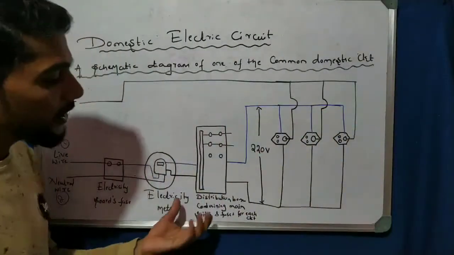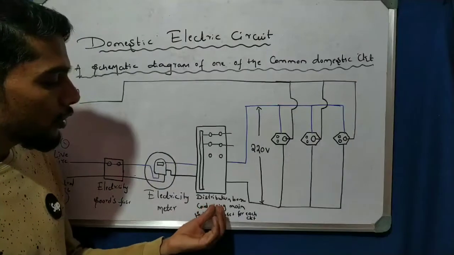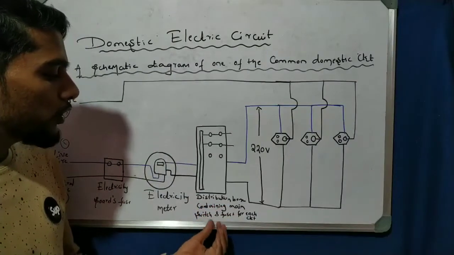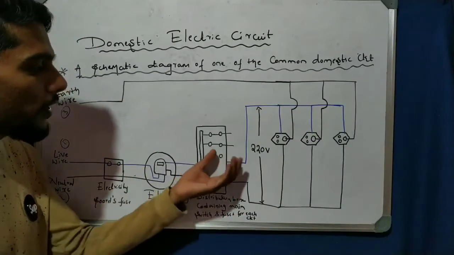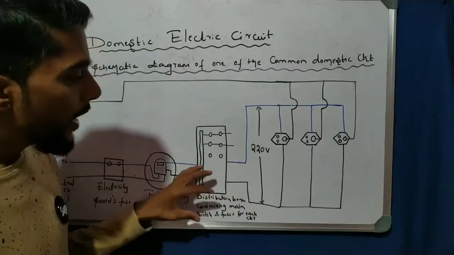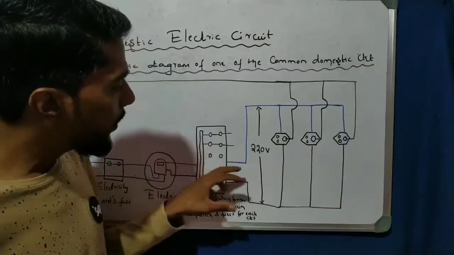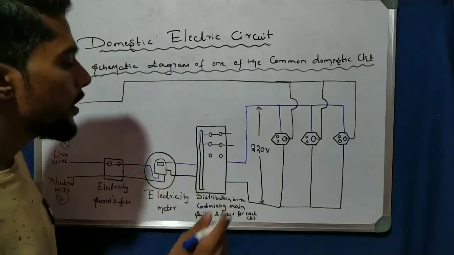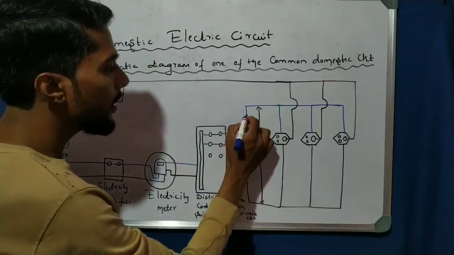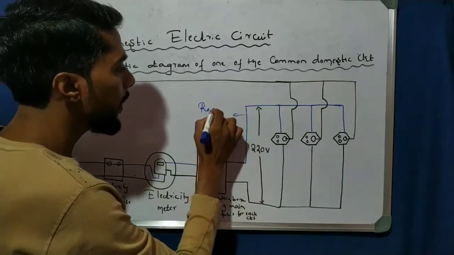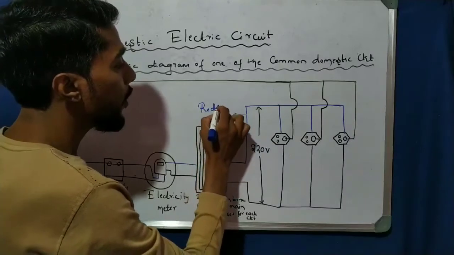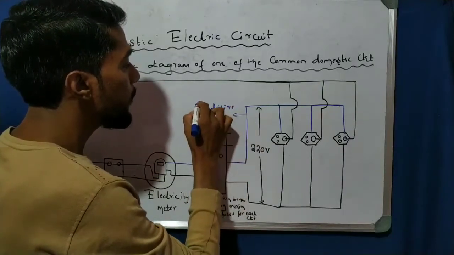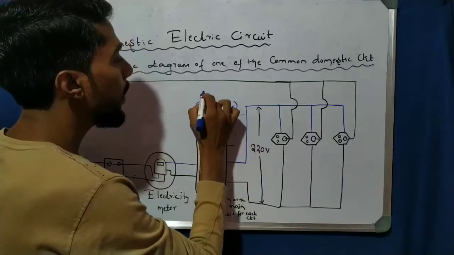After that there is the distribution box, containing the main switch and fuse. The different appliances are connected here, and these appliances have two wires. One is the live wire, whose color is red. The red color wire is nothing but the live wire.